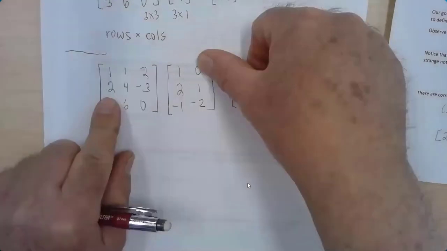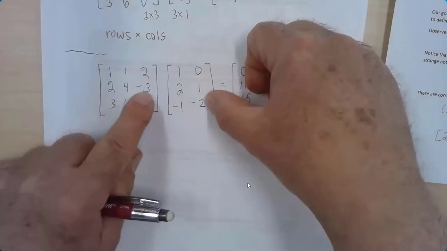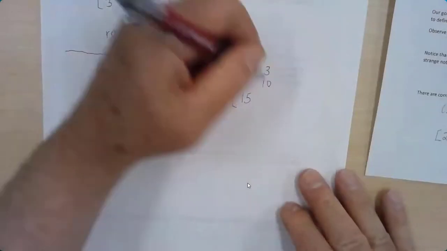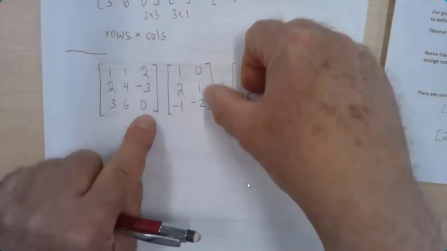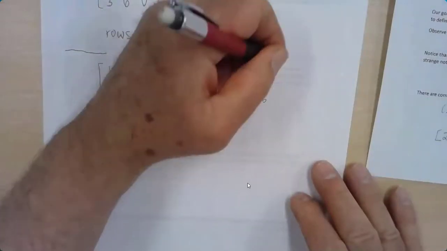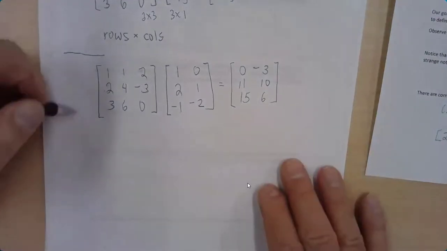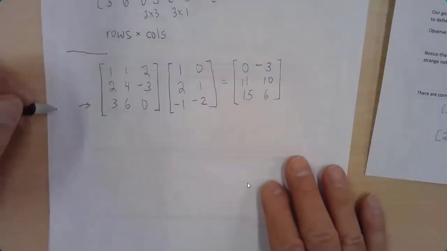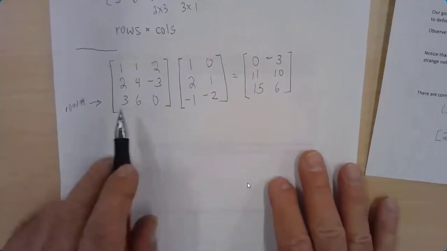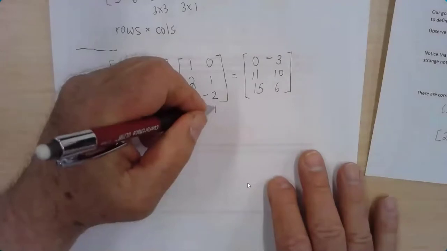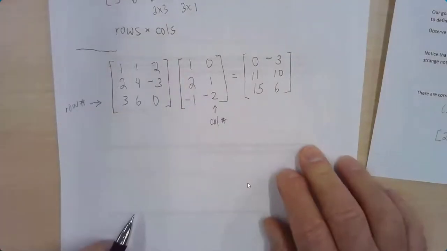And 2 times 0 is 0 plus 4 plus 6, 10. And then 0 plus 6 plus 0 is 6. So the row number is going to come from the left factor. The column number is going to come from the right.